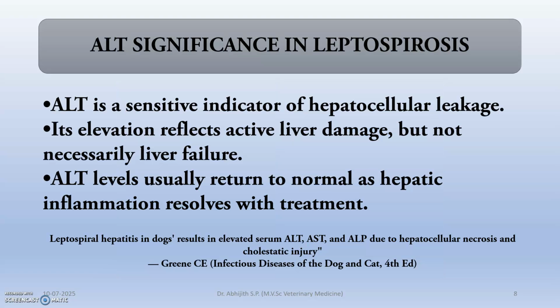The ALT significance in leptospirosis is that it is a sensitive indicator of hepatocellular leakage, because ALT is an enzyme which comes into the serum and plasma when there is an acute hepatocellular leakage. Its elevation reflects active liver damage, but not necessarily liver failure. ALT levels return to normal as hepatic inflammation resolves with treatment.